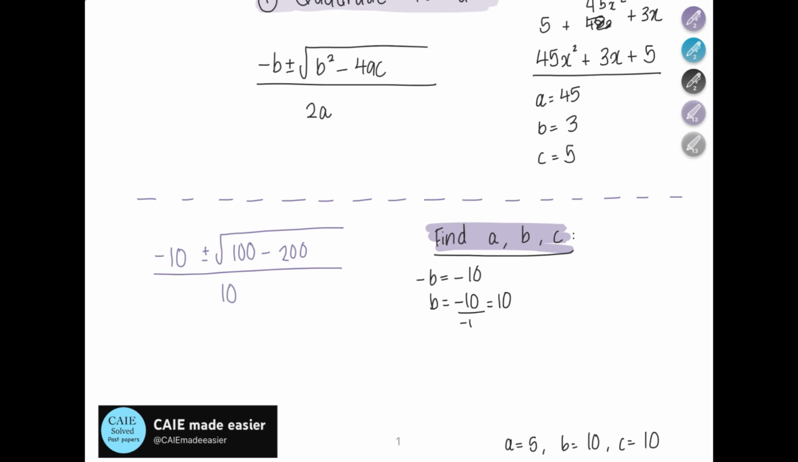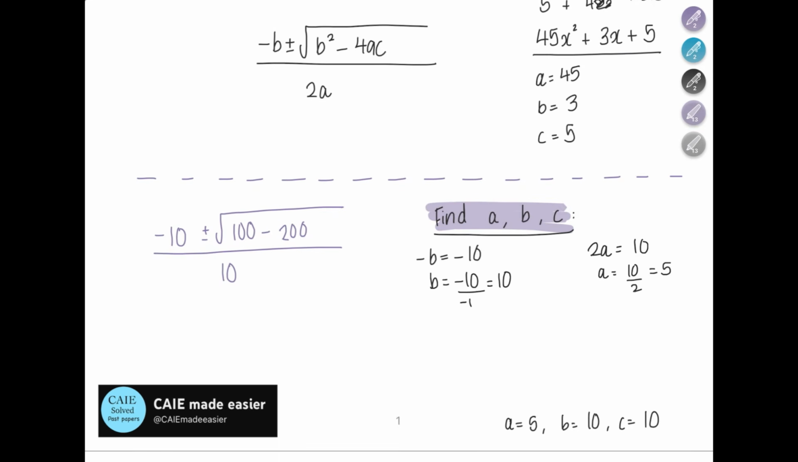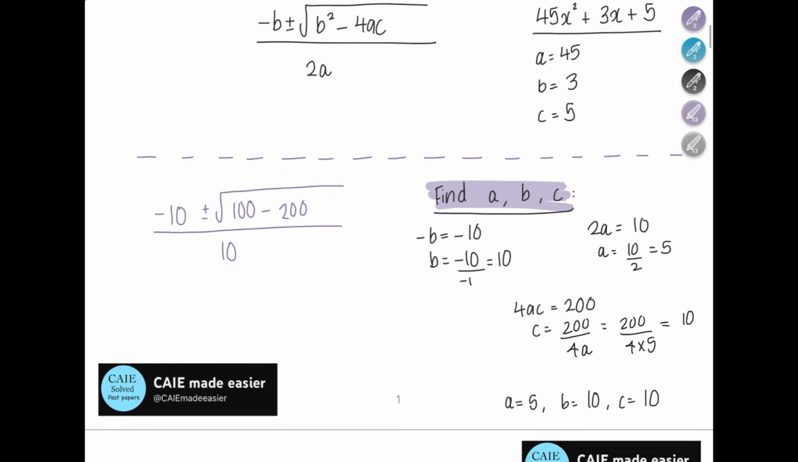So b is 10. What about a? Next step is always find a from the denominator, because 2a equals 10. So that means a is going to be 10 divided by 2, which equals 5. Now you can easily find c. Here we can see we wrote 4ac, and that equals 200. What about c? c is going to be 200 divided by 4a, which is 200 divided by 4 multiplied by 5. This gives you 10 again, because 200 divided by 20 is 10. I hope that's clear. We can move on now.